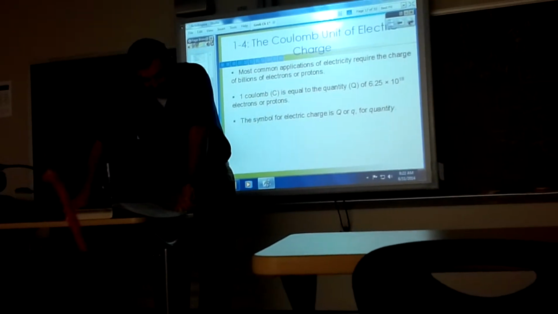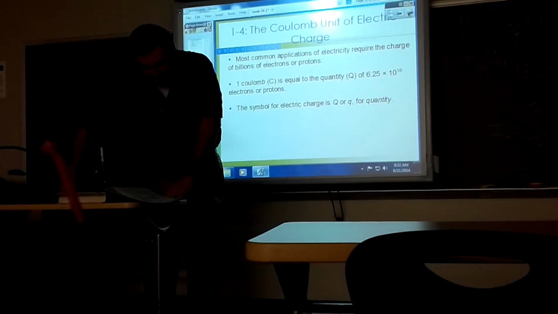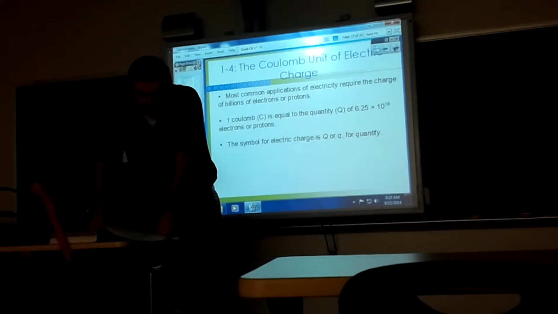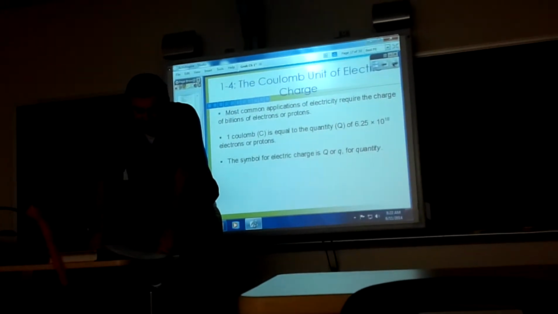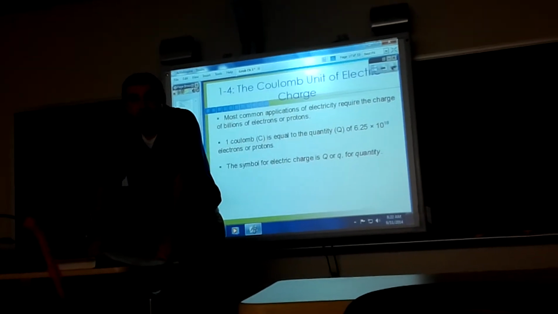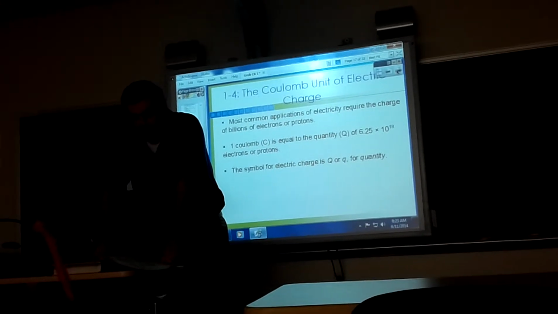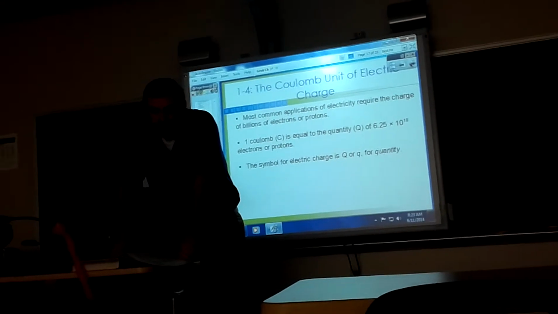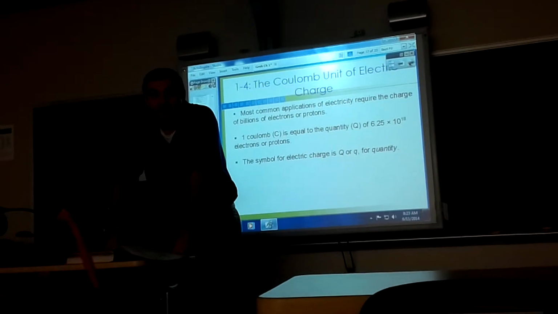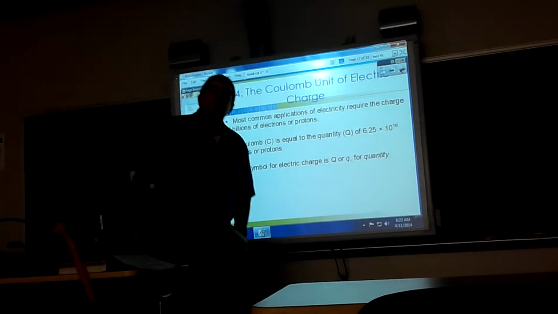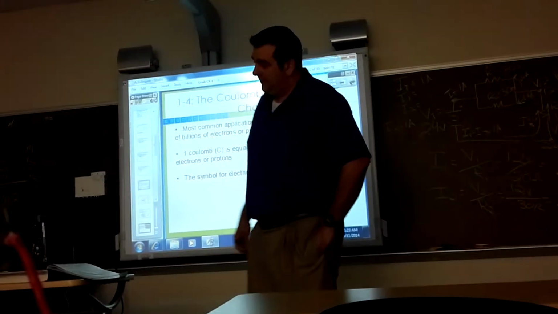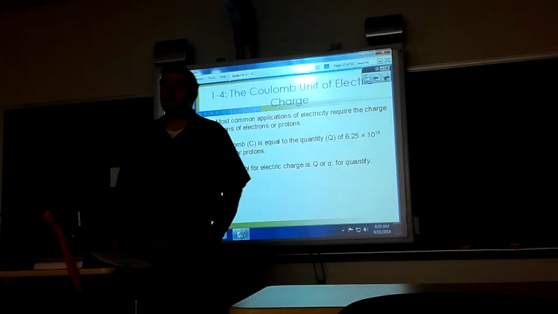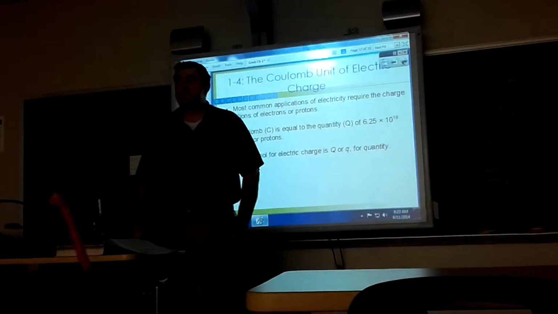Looks like, if you had a box, I'm looking at the margin here, figure 1-4. If you had a little matchbox, and you put 6.25 times 10 to the 18th power electrons in that matchbox, that would be 1 coulomb of electric charge, okay? 6.25 times 10 to the 18th power is 625 with 16 zeros behind it. I think that's 625 quadrillion, okay?